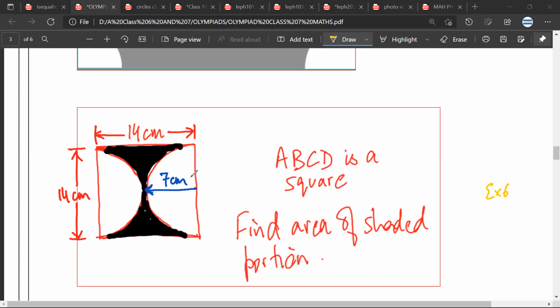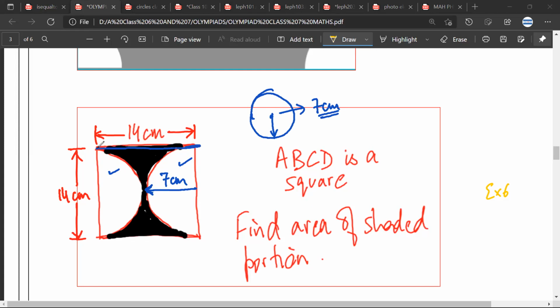Yes, sir. So Mr. Sarthak, what I'm suggesting is that these are two hemispheres and they will add to form a single circle of radius 7 centimeter. Mr. Sarthak, do we agree? Yes, sir. Mr. Satya, do we agree? Yes, sir.